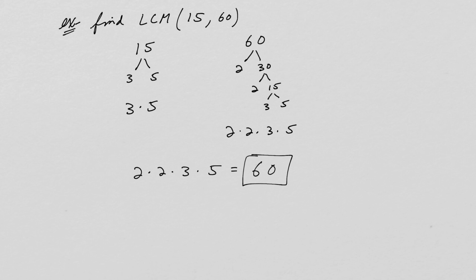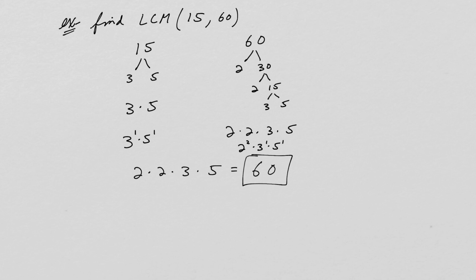By the way, another way that you can do this is you could write these with their exponents. So I could write this as 3 to the 1 times 5 to the 1. We normally don't write the 1, but just to remind you that the exponent is really a 1 there. And this one would be 2 squared times 3 to the 1 times 5 to the 1. And then when you're trying to find the lowest common multiple, you just take the factor with the largest exponent.